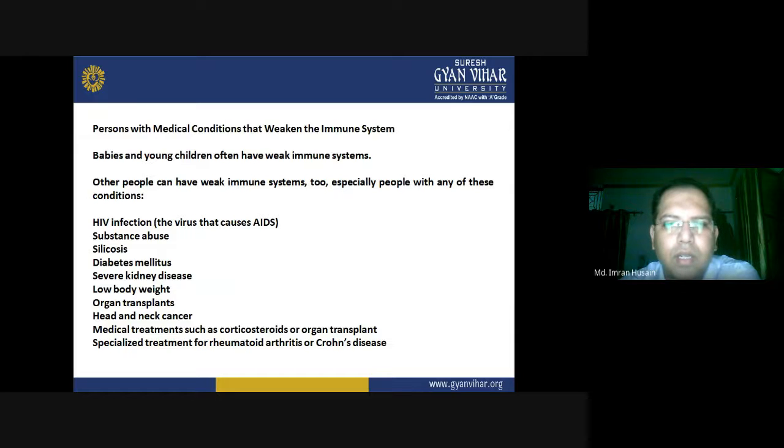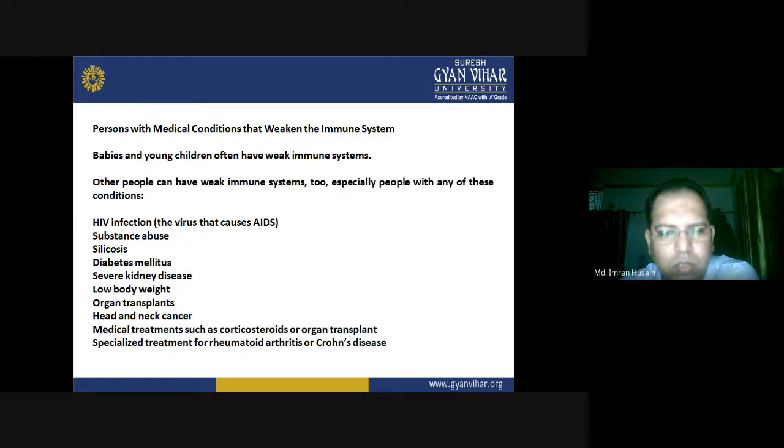Persons with medical conditions that weaken the immune system. Babies and young children often have weak immune systems. Other people can have weak immune systems too, especially people with any of these conditions. And what are those conditions? Like HIV infection, human immunodeficiency virus, the virus that causes AIDS, or acquired immunodeficiency syndrome.